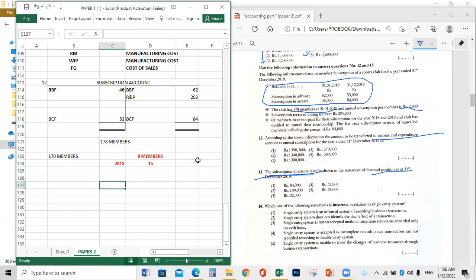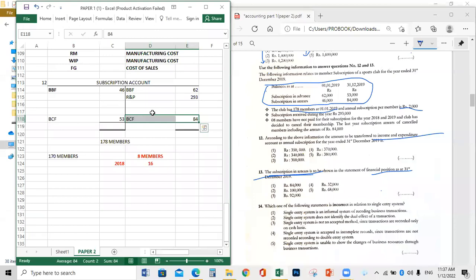So guys, what else are they telling? The last year subscription arrears of cancelled members, including the arrears; the English is wrong there, okay? They are telling that this 84,000 includes the last year subscription arrears of cancelled members. So what should you do to find the correct one?